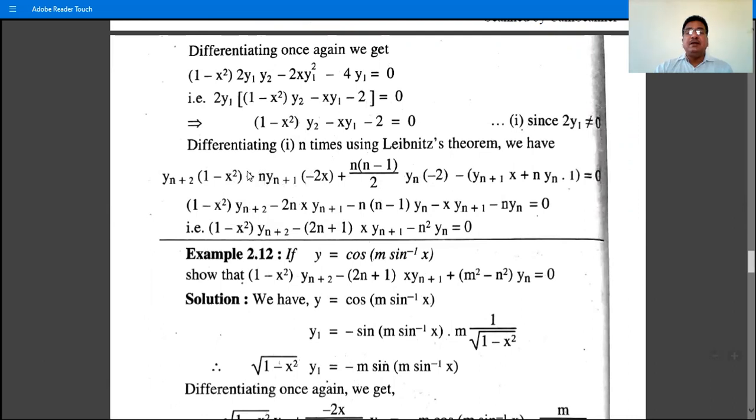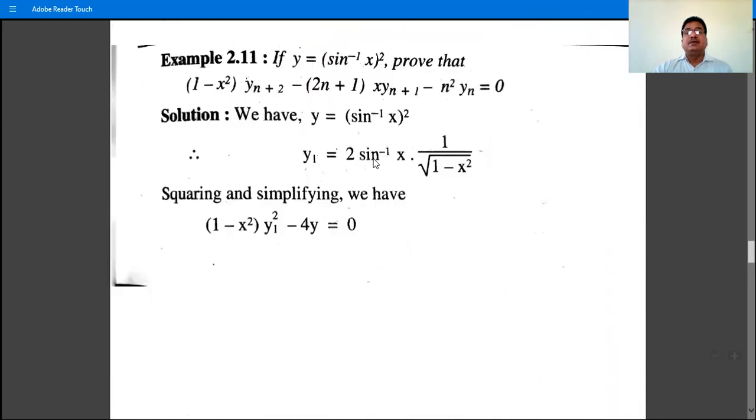So what is the value of nC1? It is n. Then u_{n-1} means the derivative of y2 of order n-1, that is, adding n-1 and 2 we have y_{n+1}. So y_{n+1} is the u_{n-1} term. Then v1 means the derivative of 1 minus x square of first order, which is minus 2x. Plus the next term, by the Leibniz theorem, is nC2, whose value is n(n-1)/2. Then the derivative of y2 of order n-2, the u_{n-2} term.